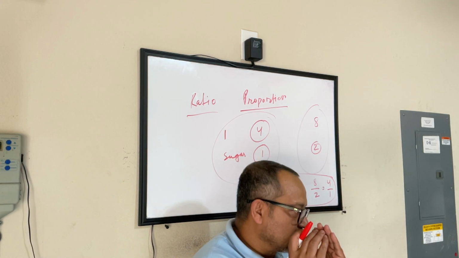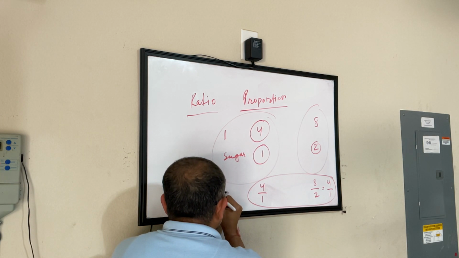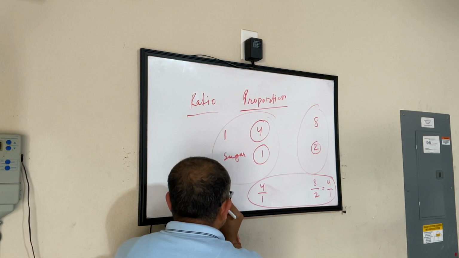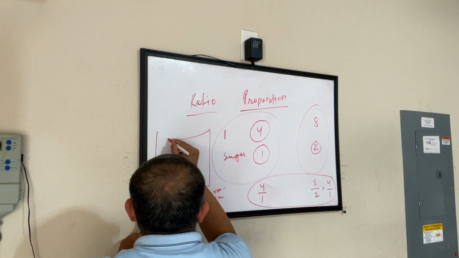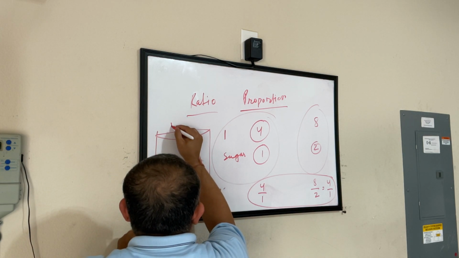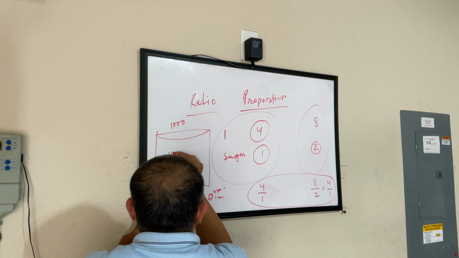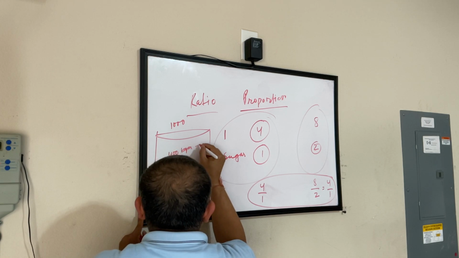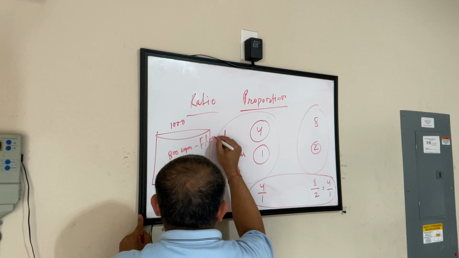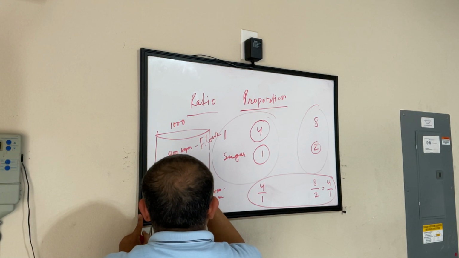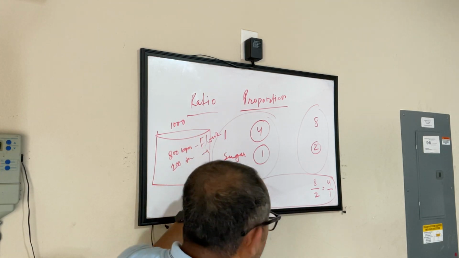Now, if you want to make a tinier cake, like this smaller cake, you'll probably put 4 grams of flour and 1 gram of sugar, versus making a mega cake which is 1000 kilograms in weight. You'll probably put 800 kilograms of flour and 200 kilograms of sugar. What you're trying to ensure here is your ratio remains the same.